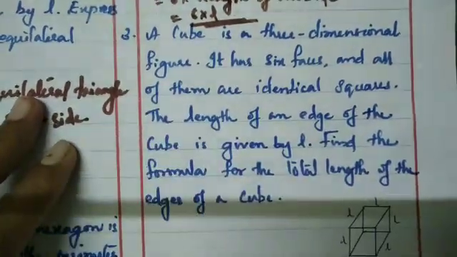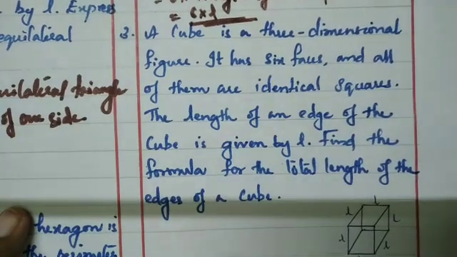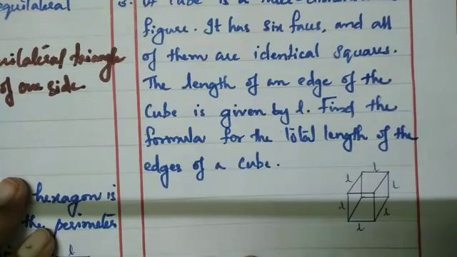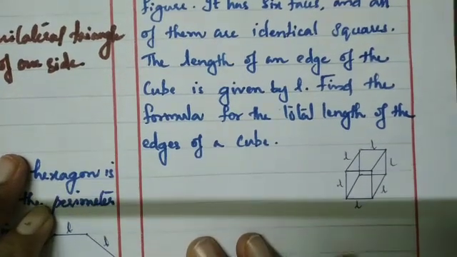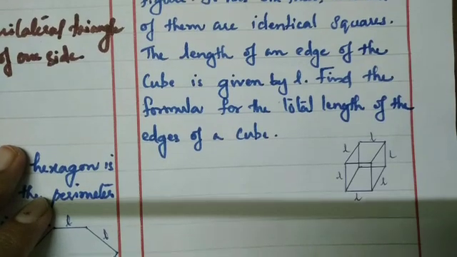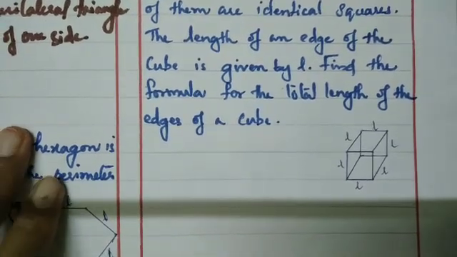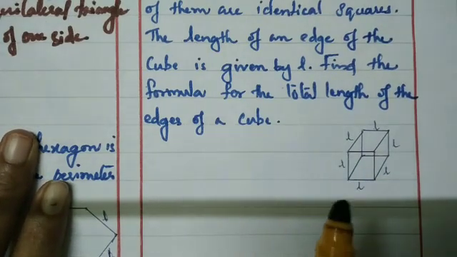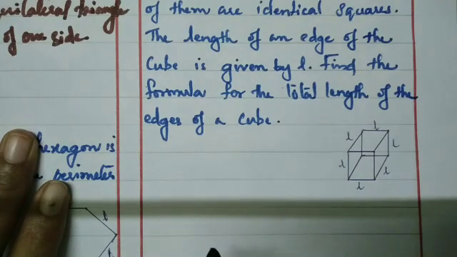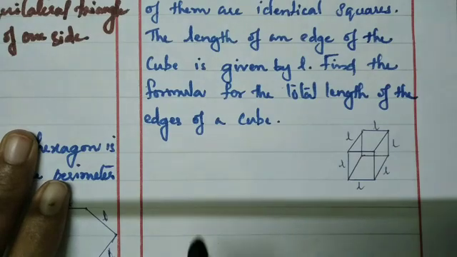The next question. A cube is a three-dimensional figure. It has 6 faces and all of them are identical squares. The length of an edge of the cube is given by L. Find the formula for the total length of the edges of a cube. Here is a cube. How many faces? 6 faces. All its faces are identical and the length of an edge is shown by L.